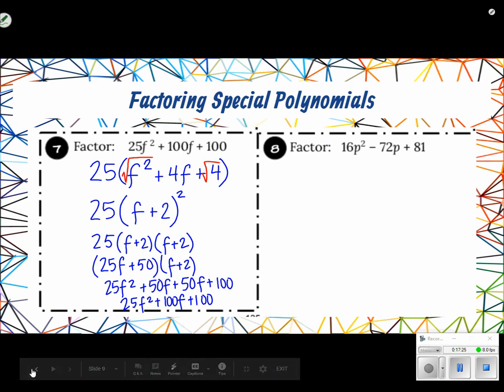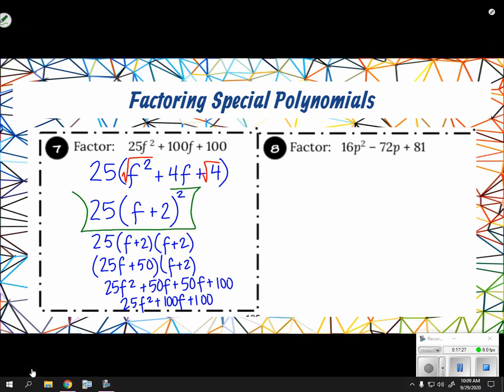So no blanks on this one, but I am looking for the check. So I am looking for, can you write it with the squared term as well? So no blanks, do the check, can you write it with the squared term?